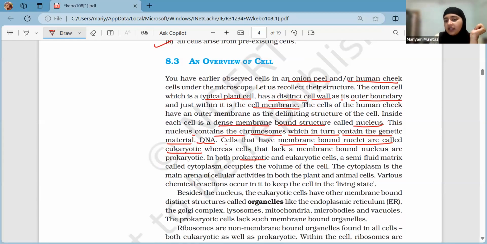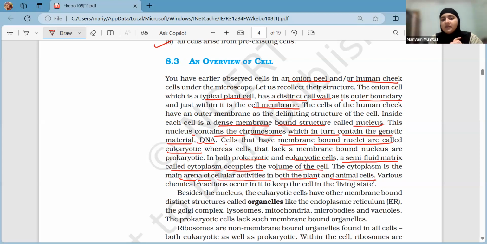In both prokaryotic and eukaryotic cells, a semi-fluid matrix, which is known as the cytoplasm, occupies the volume of the cell. The cytoplasm is the main arena of cellular activities in both plant and animal cells. Anything that happens inside the cell happens inside the cytoplasm.